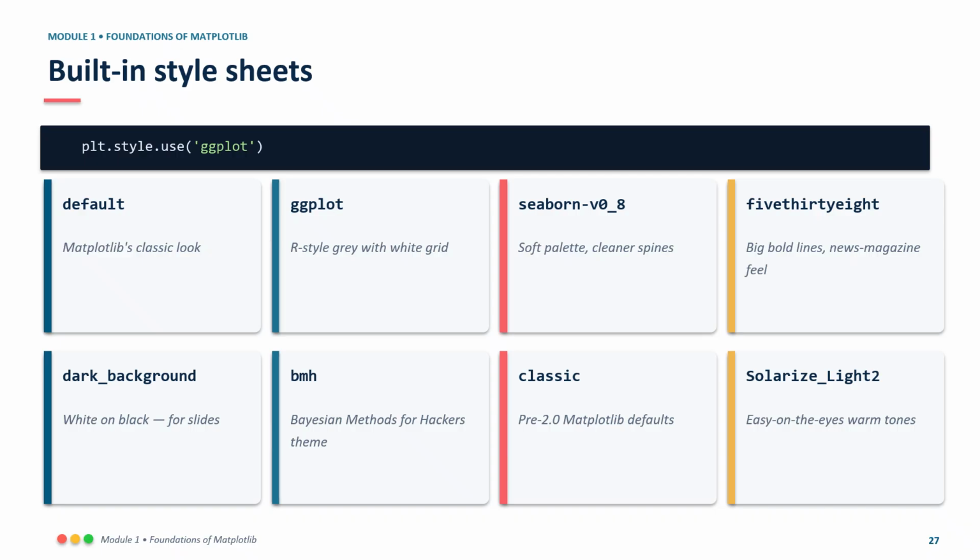So a gray background with white grid lines you can have. If it is Seaborn, based on Seaborn's default aesthetic view, it has a soft color palette with cleaner spines, and it is very professional looking. So these are some of the other built-in style sheets that you can have: the dark background, the Bayesian Methods for Hackers theme, classic.